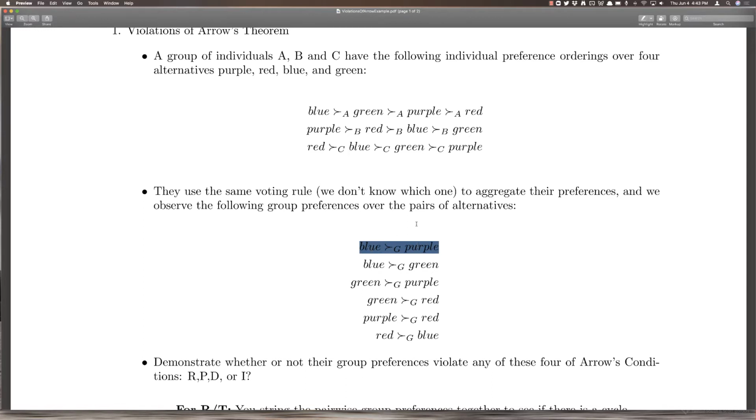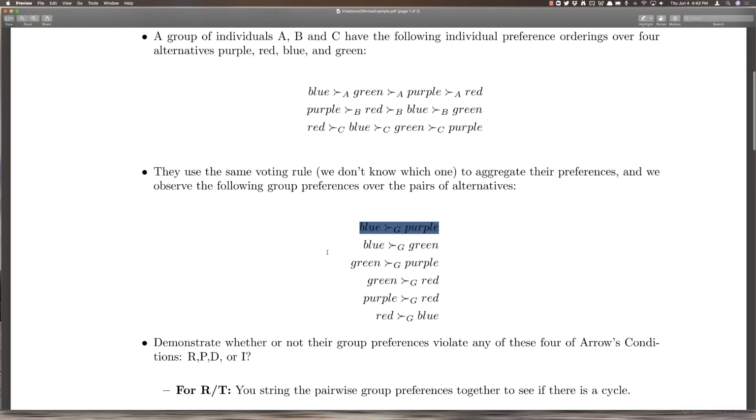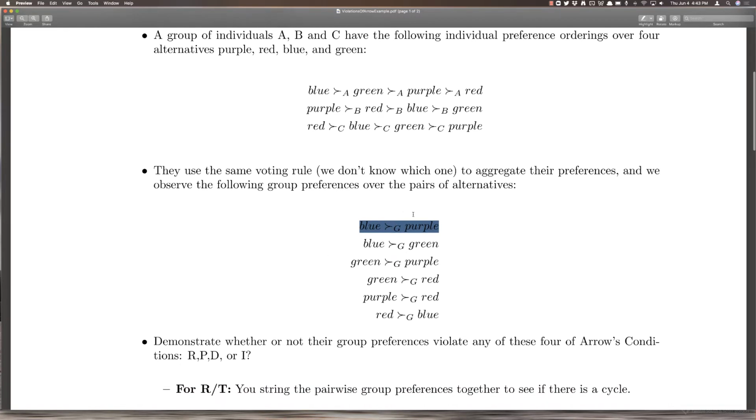Or purple to blue, either way. So person A prefers blue to purple, person B prefers purple to blue. So no, it's not the case that everyone prefers either blue to purple or purple to blue. So we can scratch that pair off.